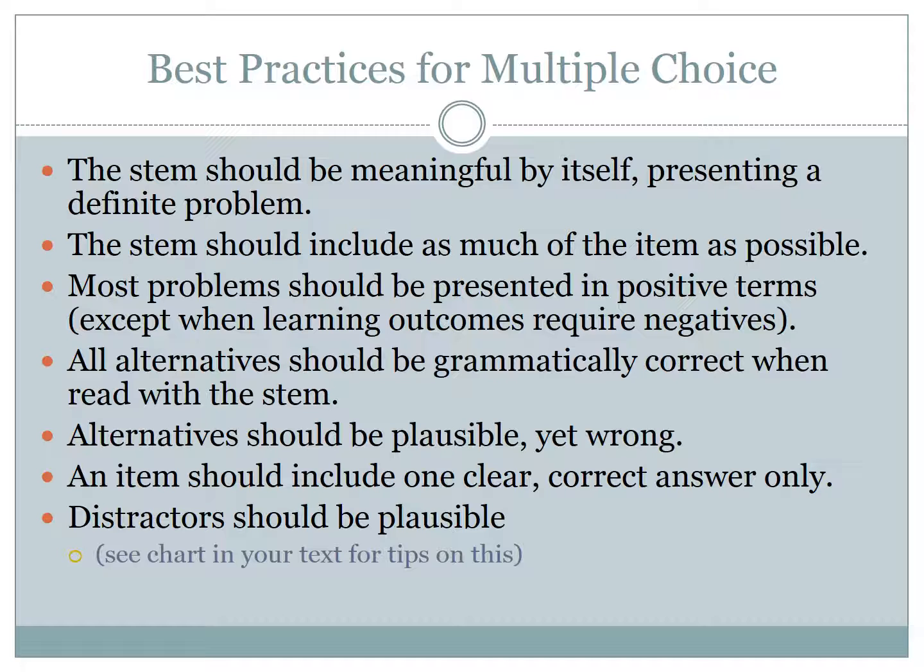This is a big one. Alternatives should be plausible yet wrong. Frequently, we get frustrated with writing multiple choice and we'll just throw in silly possible answers, and students know right away they're wrong. So think about it this way. Your distractors or wrong answers should be almost right, and students should struggle a little bit if they don't know the answer. Yet, an item should have one clear, correct answer only. And again, distractors should be plausible, and there's a nice chart in your text for how to do this.